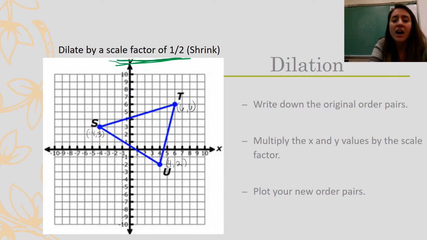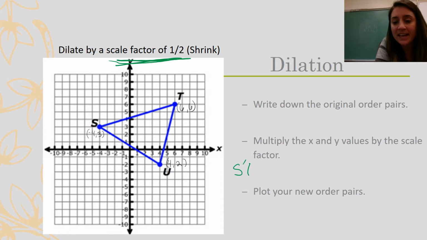So let's look at it. I have all of my ordered pairs given for me. I'm going to do the same thing I did before when my image enlarged, except for now it's going to get smaller. So let's look at our first ordered pair and let's make S prime. Our original ordered pair was -4, 3. I need to multiply both the x and the y by 1/2. So -4 times 1/2 is -2. 3 times 1/2 is 1.5.